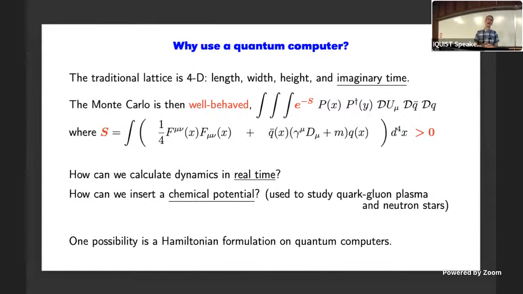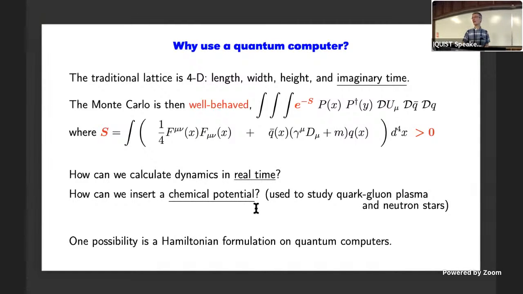But suppose you wanted to ask a different question. Suppose you wanted to measure something that actually depended on time. You wanted to watch a collision happen in real time. Or maybe you want to calculate something not where your proton is sitting in a vacuum, but you want your proton to be in an environment. Maybe it's a neutron you're studying and it's in a neutron star. Or maybe you want to study the quark gluon plasma. These are two big categories of questions, calculating in real time or calculating with the chemical potential, for which capital S is not positive definite.